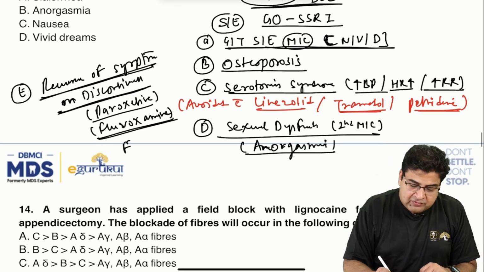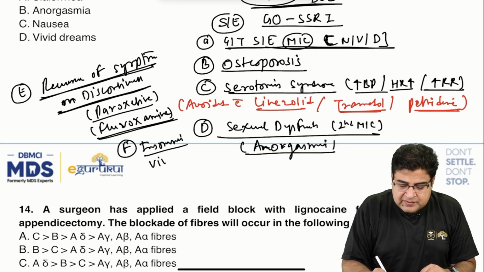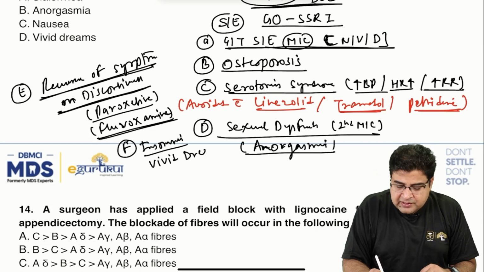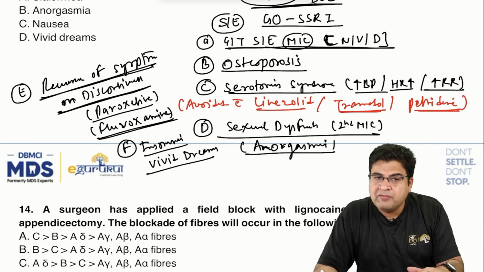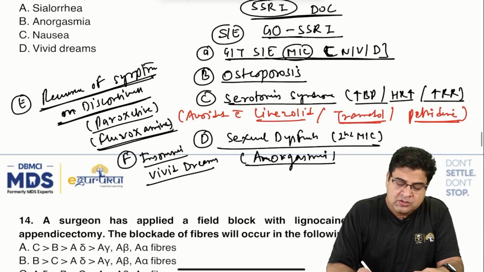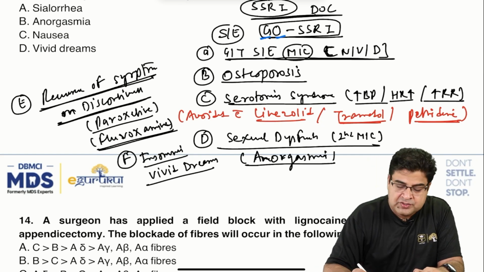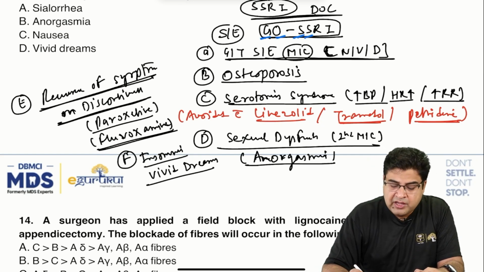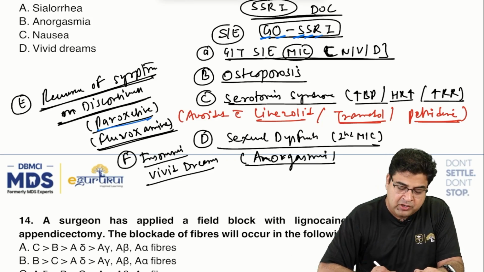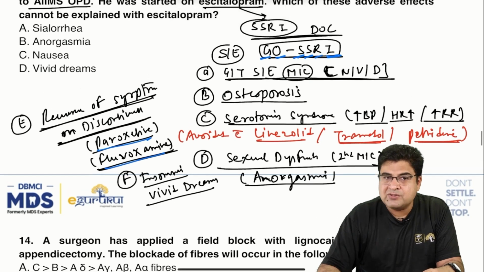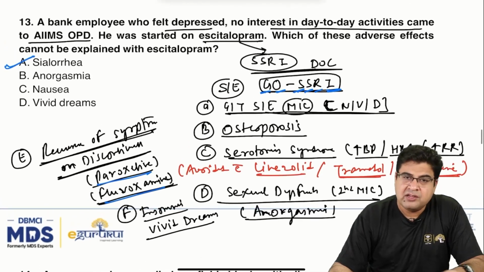And the last side effect of the medicine is insomnia and vivid dreams. These medicines can interfere with your sleep and result in vivid, abnormal dreams and insomnia. So the mnemonic is GO SSRIs, where G stands for GIT toxicity, O for osteoporosis, S for serotonin syndrome, S for sexual dysfunction, R for recurrence of symptoms on discontinuation like paroxetine and fluvoxamine, and I for insomnia. Here the side effect sialorrhea is not seen with this medicine. The rest of the side effects are seen.